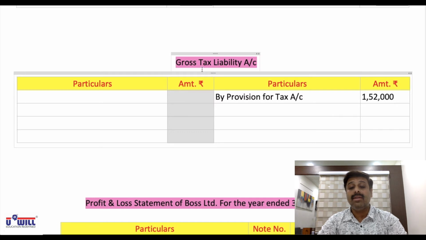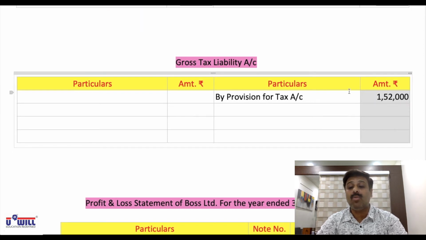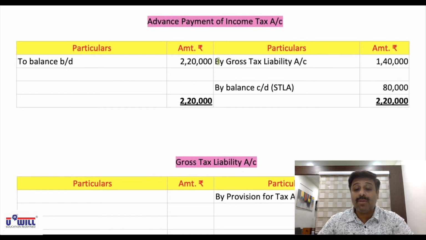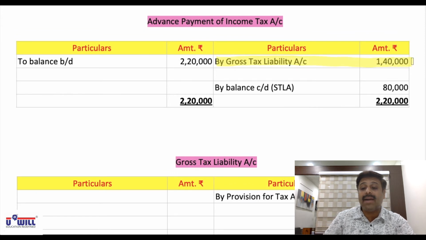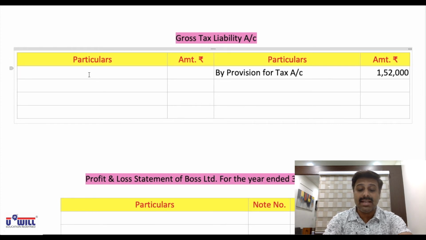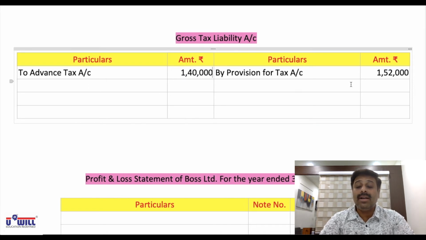So same thing we will write in gross tax liability account also on credit side by provision for tax account 1,52,000. In the same manner, advance payment of income tax we had written on credit side by gross tax liability account 1,40,000. So that will again come in opposite side in gross tax liability account, debit side to advance tax account 1,40,000.